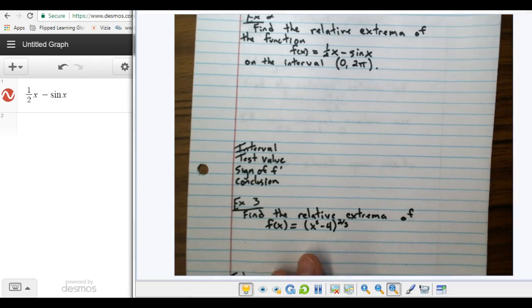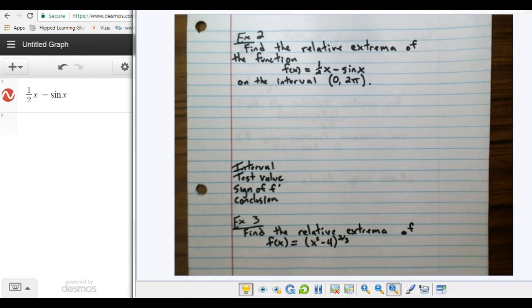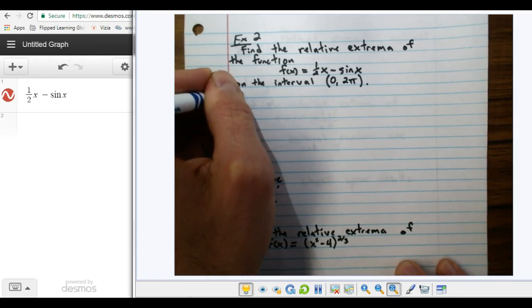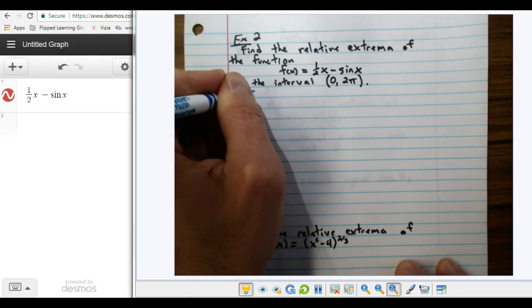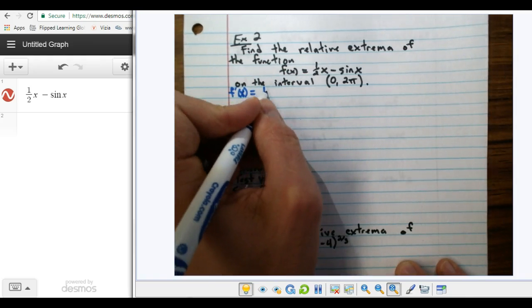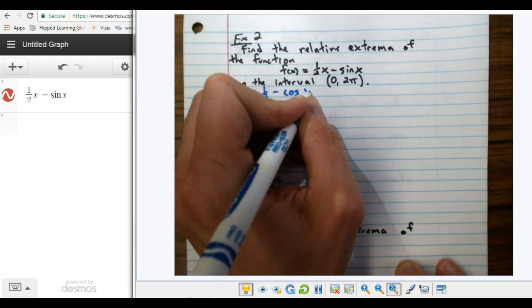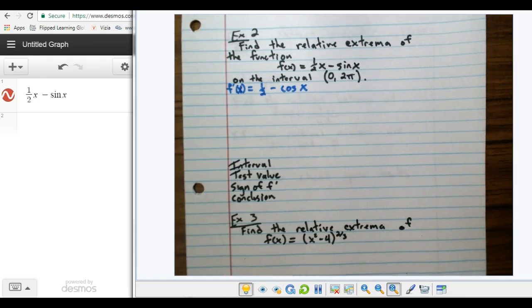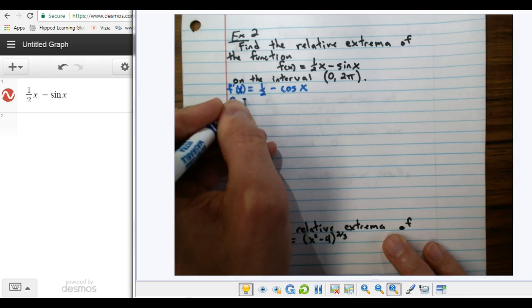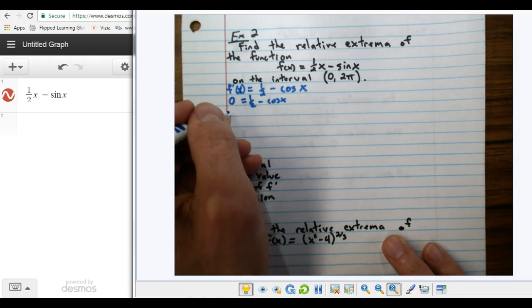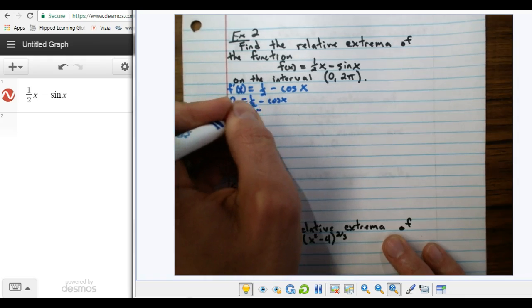What we have to do here is take the derivative, right? So f prime of x is going to equal, what's the derivative of 1/2 x? It's just 1/2. And what's the derivative of minus sine? It should be minus cosine x. Then we set this equal to 0: 1/2 minus cosine x equals 0. We take the cosine to the other side, and cosine x equals 1/2.